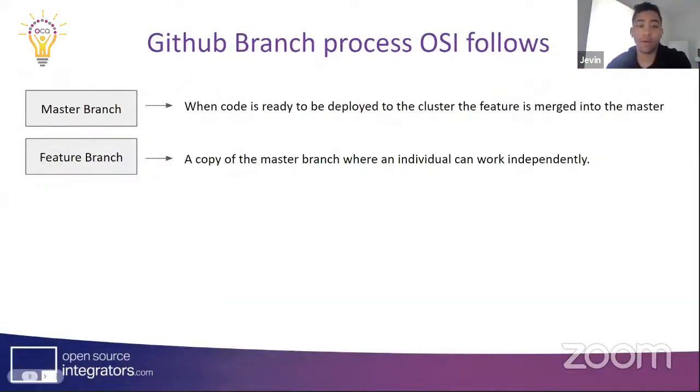So this is our GitHub branch structure. We use a master branch and also a feature branch, where the master branch is always updating the latest code, and the feature branches can be branched off of that for any of the developers.